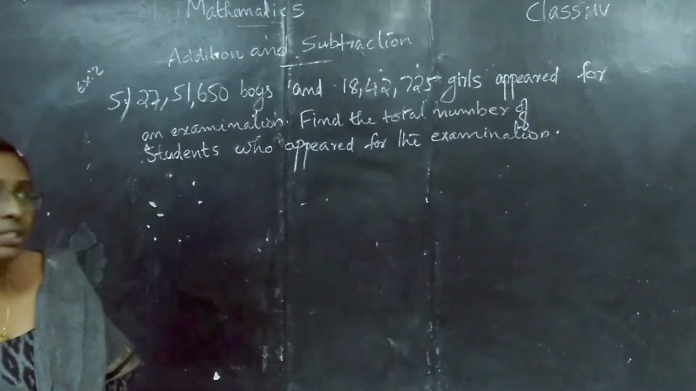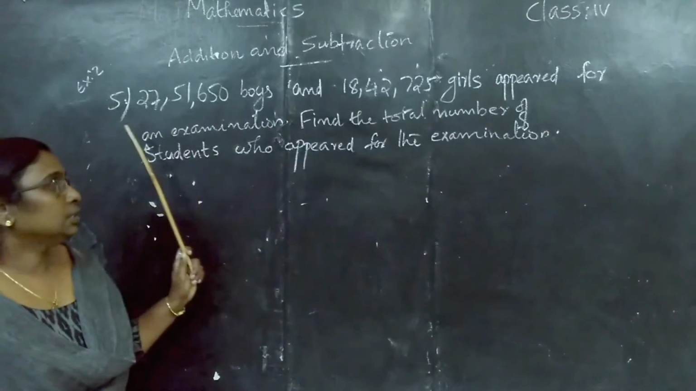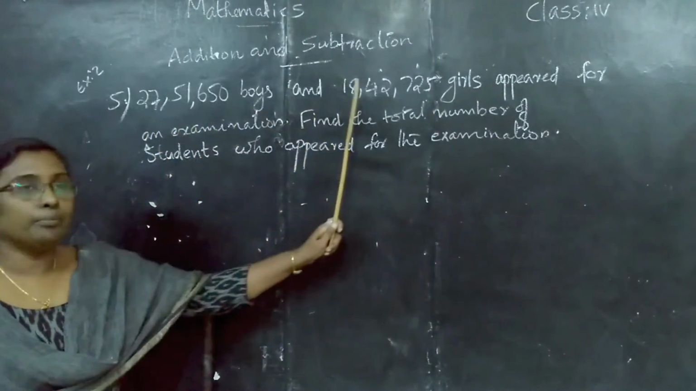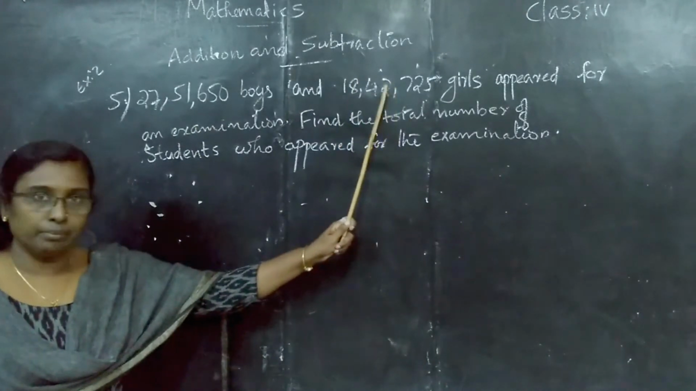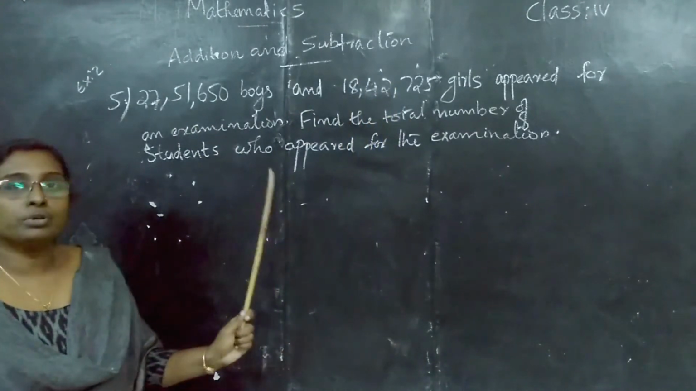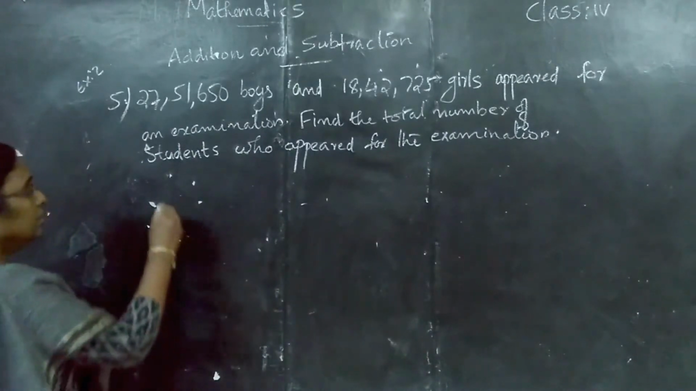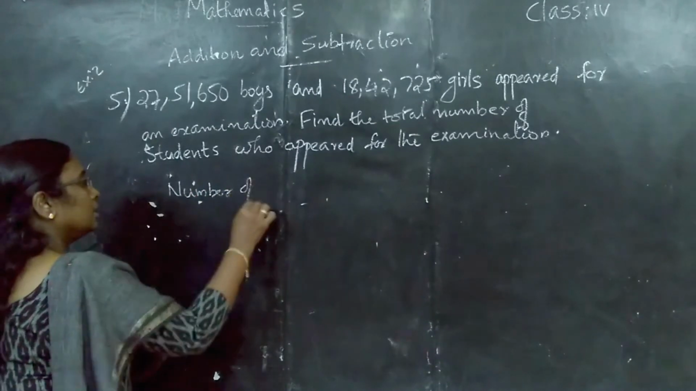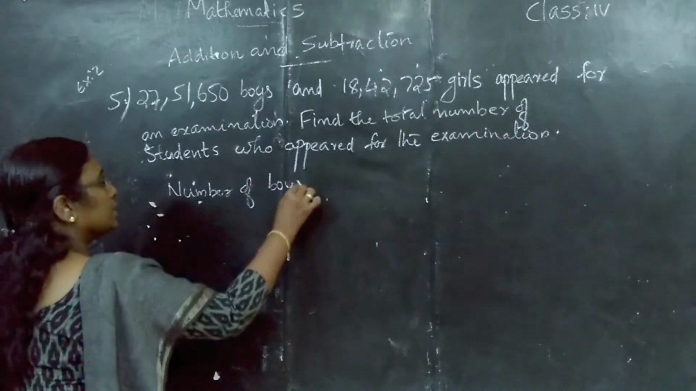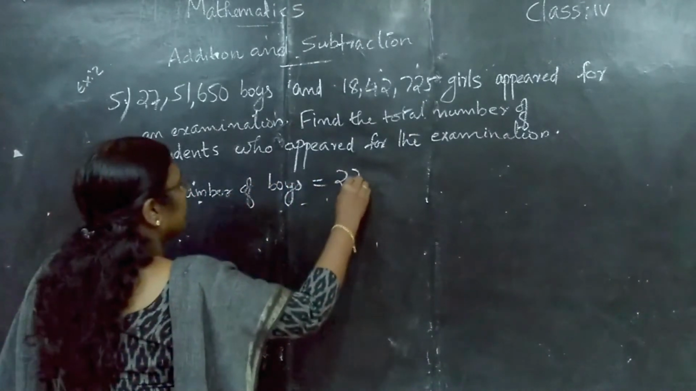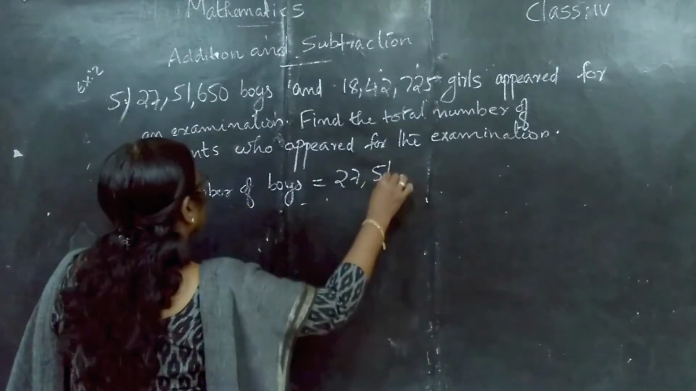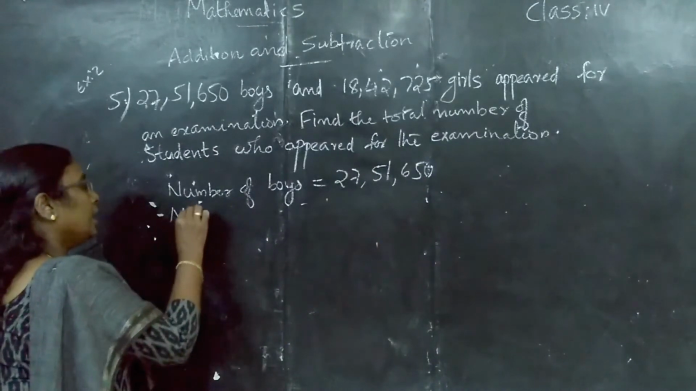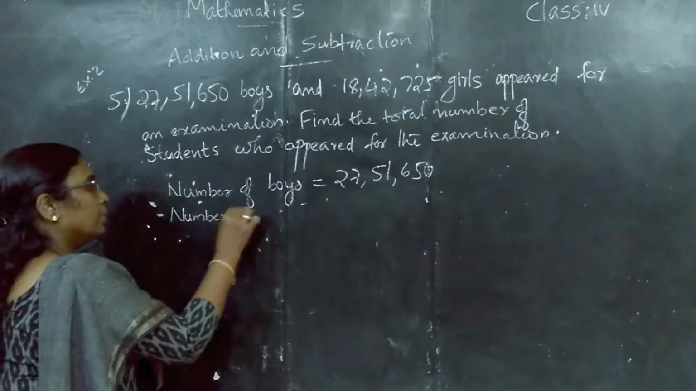What are the steps for this question? The number of boys equal to this much, number of girls equal to this number, then total number of students. These are the steps. First step is number of boys. Number of boys equal to 27,51,650.